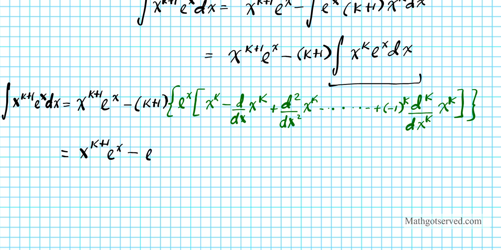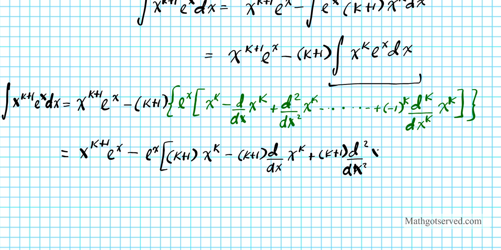Okay, so we're going to have e to the x times, see what happens, k plus 1 times x to the k, minus k plus 1 times the first derivative of x to the k, plus k plus 1 times the second derivative of x to the k, plus all the way down, I'm running out of space, all the way down to k plus 1 times this term right here, which is negative 1 to the k times the kth derivative of x to the k. All right?